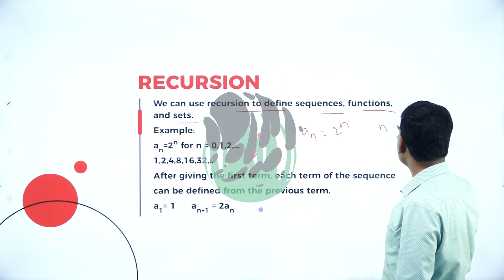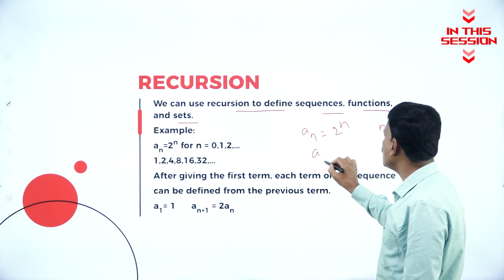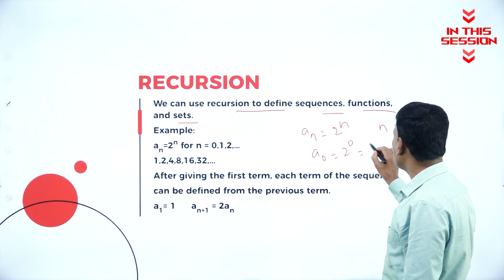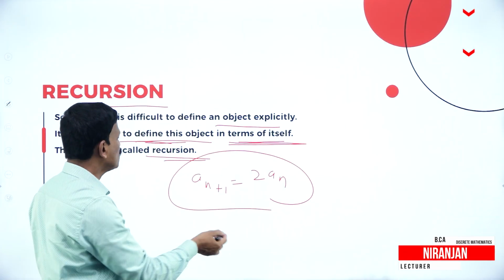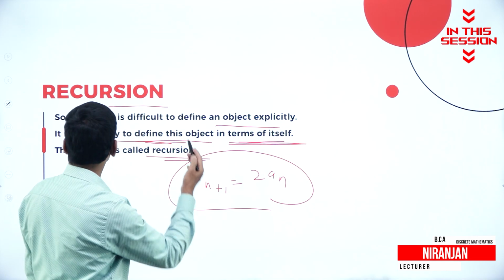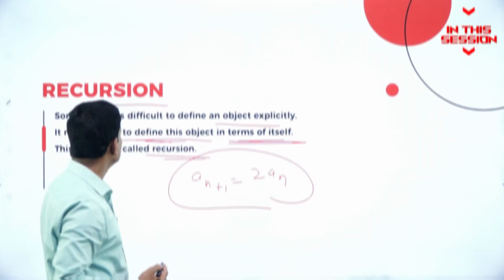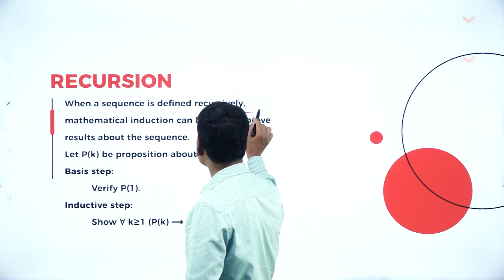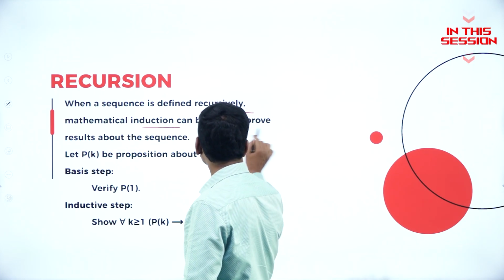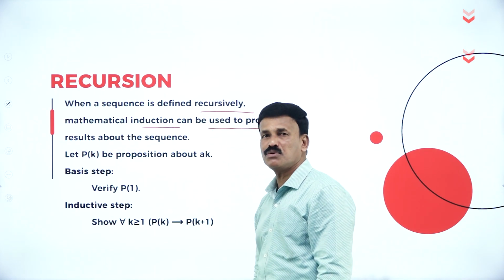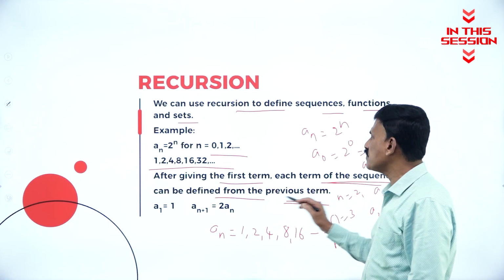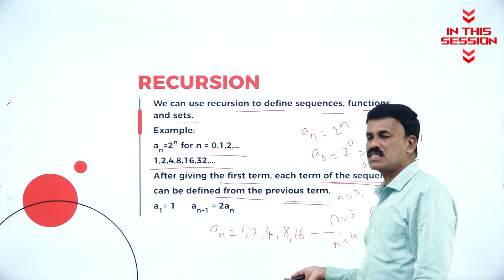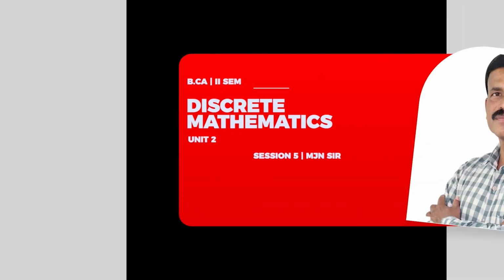Suppose if you put n is equal to 0, then a0 is equal to 2 to the power of 0 is equal to 1. Expressing a(n+1) in terms of an itself is called the recursive definition. When a sequence is defined recursively, mathematical induction can be used to prove results about the sequence. After getting the first term, each term of the sequence can be defined from its previous terms.